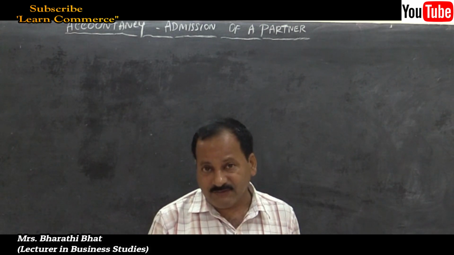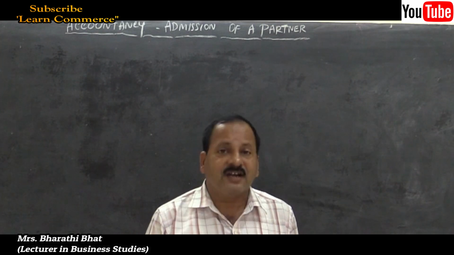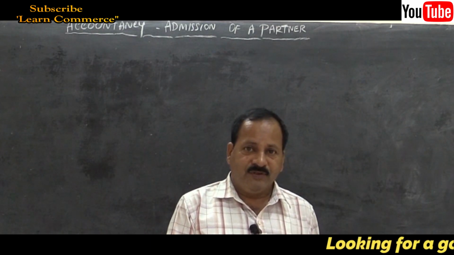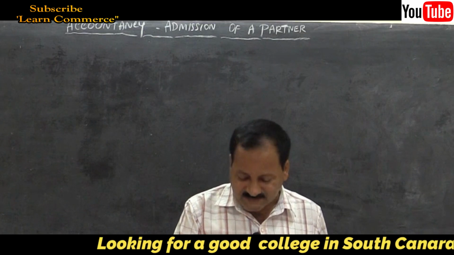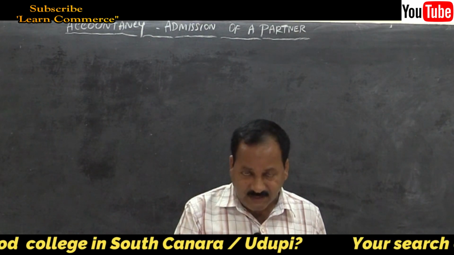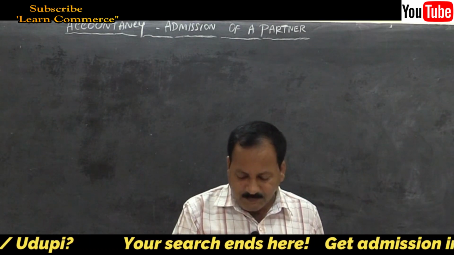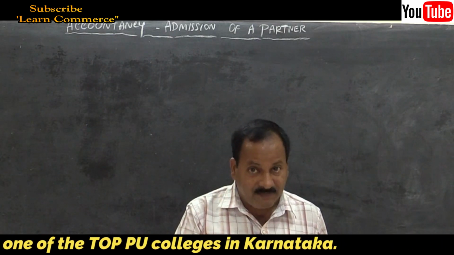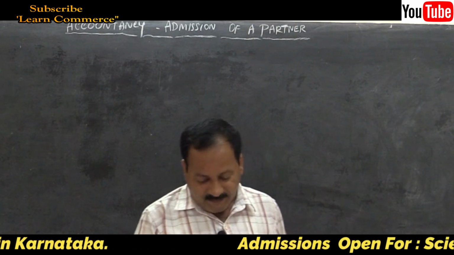That is, goodwill should be created and credited to old partners in their old ratio. Goodwill credited to old partners' capital account. That is a journal entry. And goodwill will appear in the balance sheet, in the new balance sheet it will appear.